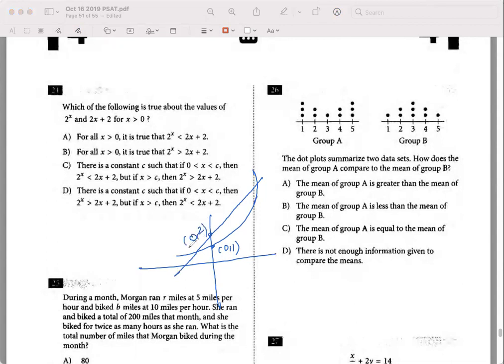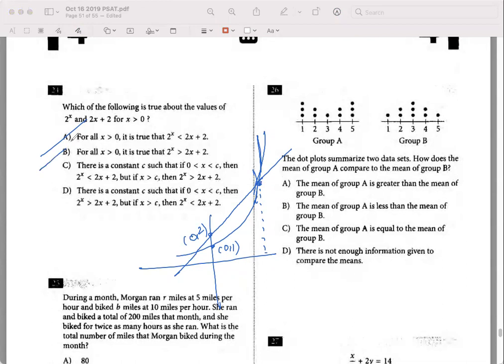So for all x greater than 0, it is true that 2 to the power x is less than 2x plus 2. No, that's not true. It is only less than the line till this point, right? After this point, if you extend the line and if you extend the function here, then the function is greater than the line. So A is out. For all x greater than 0, it is true that the exponential function is greater than the line. We know that's not true. In this range, the exponential function is less.